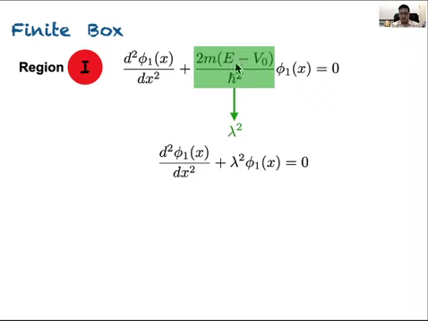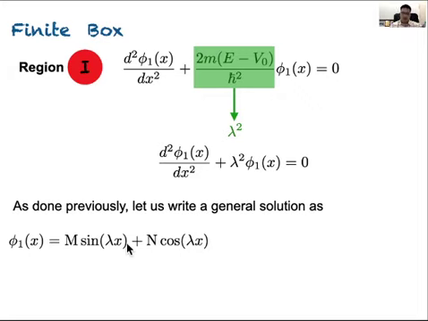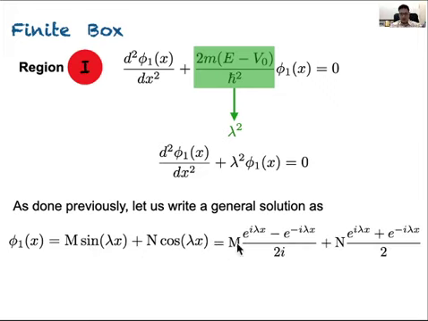Okay, so this is what we have written by substituting this one, and as we have done, the general solution of this equation is written as m times sine lambda x plus n times cosine lambda x. Now if you want to recast this form of the wave function into a different form, we can write sine and cosine in terms of the exponential. So this is what is written here.